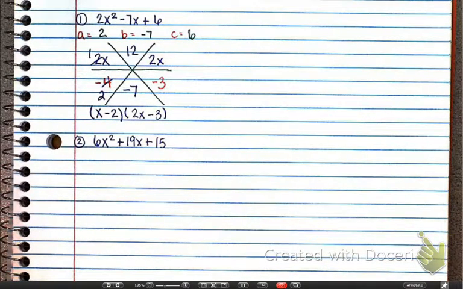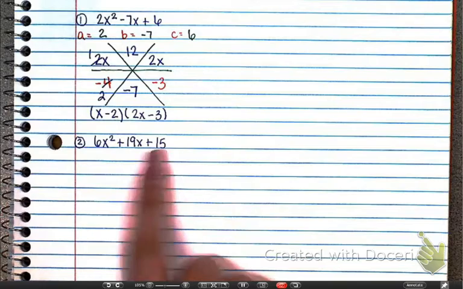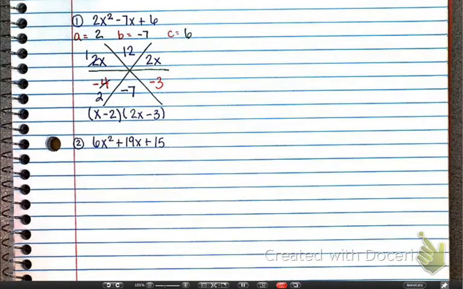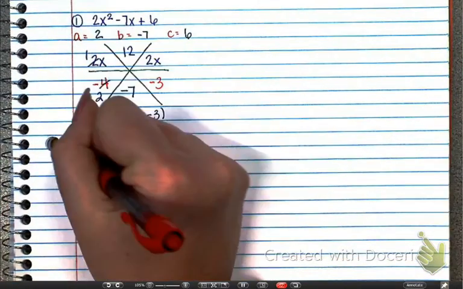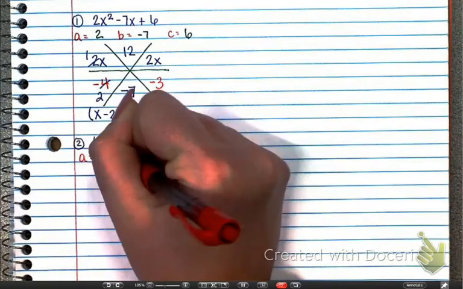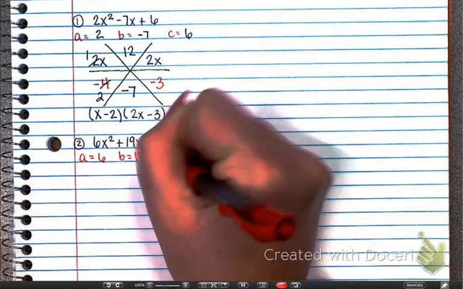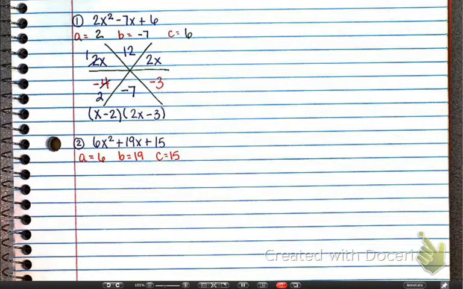So, step 1 is what? GCF. Is there a number that goes into 6, 19, and 15? 3. Oh. We're going to go with no? Yeah, no. Okay. So we know 6 doesn't, 2 and 3 both don't, so we're going to leave it as is. Okay, so identify A, B, and C. So A is 6, B is 19, C is 15.